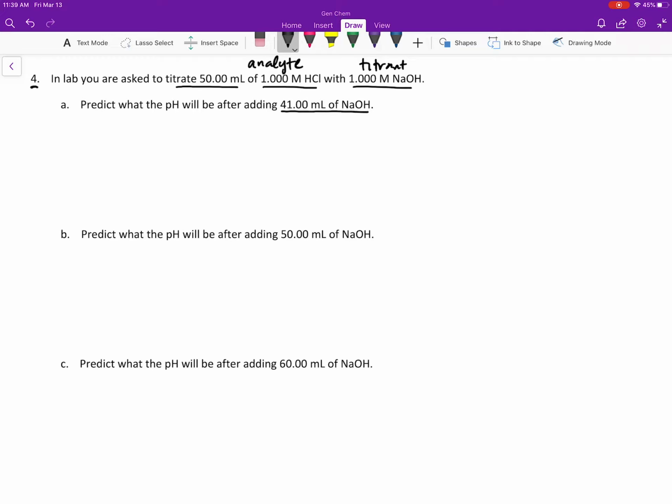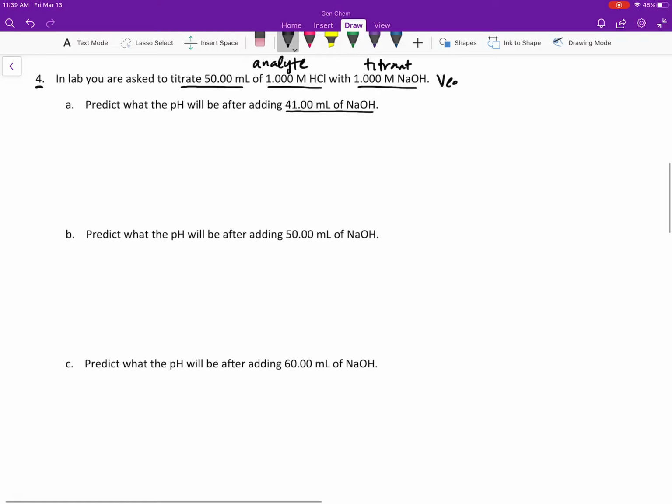So the first thing we have to do is to determine the equivalence point. The nice thing is, because they are the same molarity, and it's both a strong acid, strong base, it takes a 1-to-1 ratio. The equivalence point volume is going to be 50 milliliters of NaOH. So if we're not sure, we can always convert.